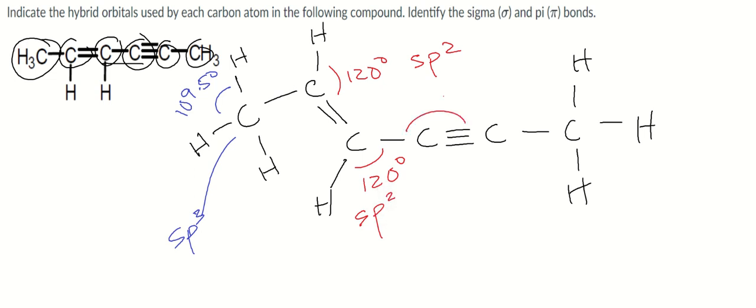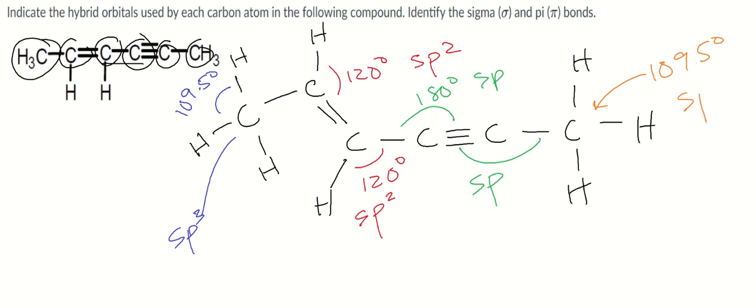Okay, this one's going to be sp hybridized because it's 180 degrees. Do that in yet another color. All right, 180 degrees. It's going to be sp hybridized. This is also 180. That's also sp hybridized. This one, let's see what color. Go with orange. This one here is tetrahedral, so that's 109.5, and so that's going to be sp3 hybridized.